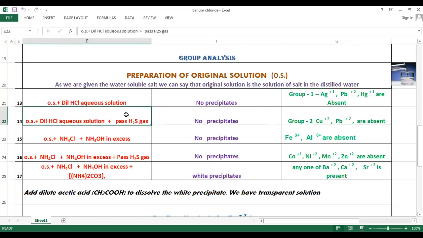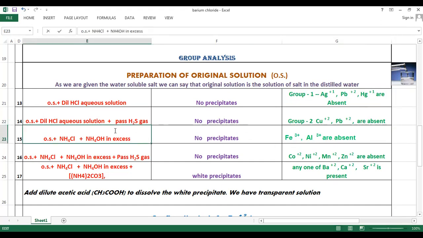Now, my dear students, in the same solution of original salt and dilute hydrochloric acid, we just pass H2S gas, that is hydrogen sulfide gas. Again, in case of the given salt, we do not get any precipitates, and that is why we can say that group 2, Cu2+, Pb2+ and so on, are absent.